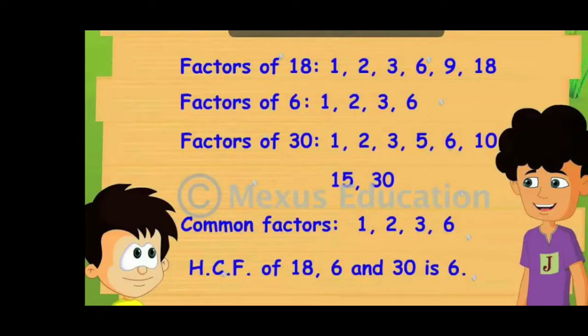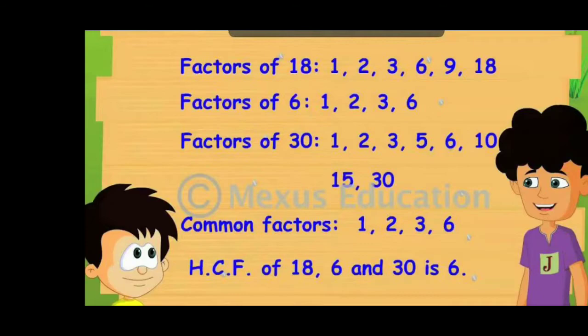If you got the common factors, among all of them, which one is the highest or biggest number? That is called the highest common factor. We don't want to write highest common factor in detail, we have to write HCF. Highest common factor is known as HCF. So, how can you write that? HCF of 18, 6 and 30 is 6.